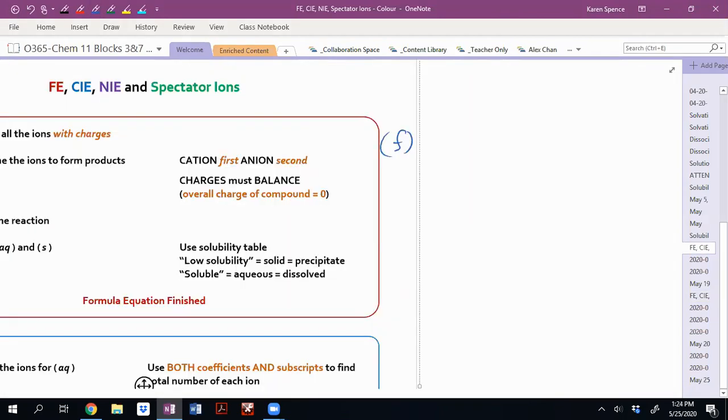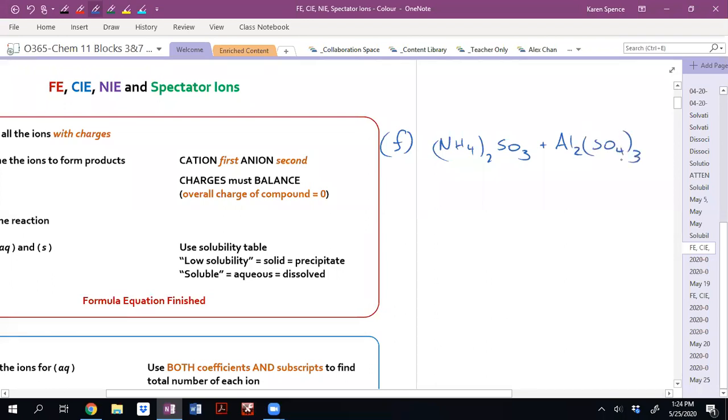Question F is, we have (NH4)2SO3 plus Al2(SO4)3.